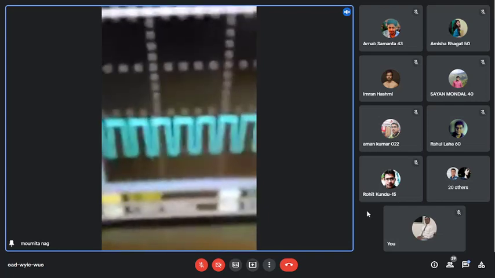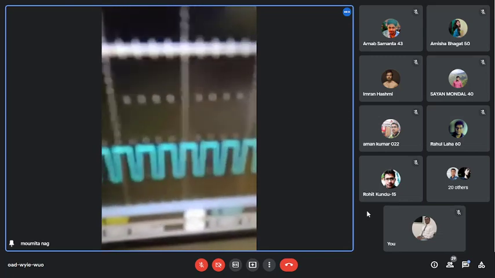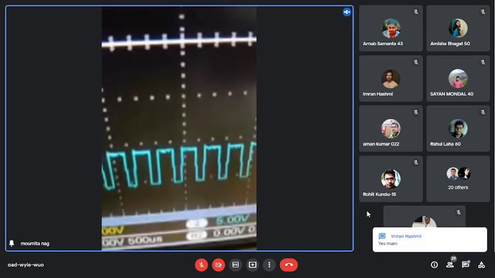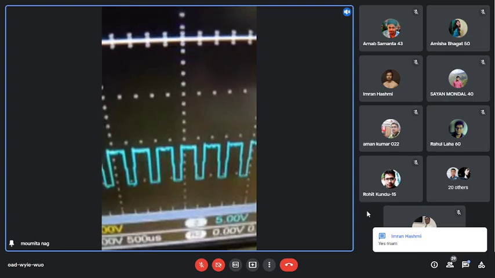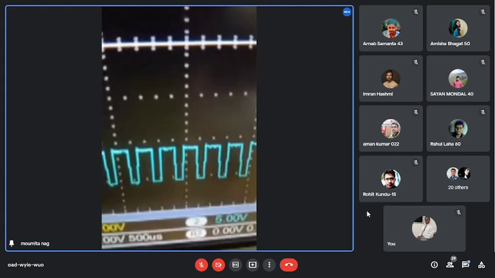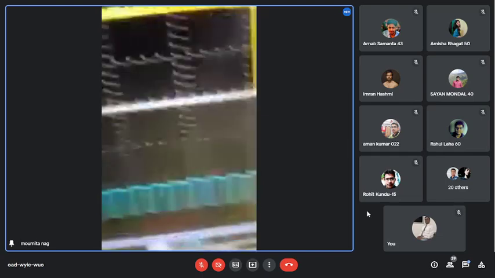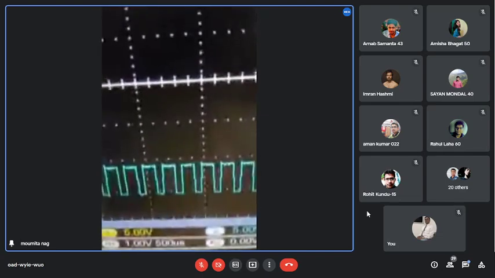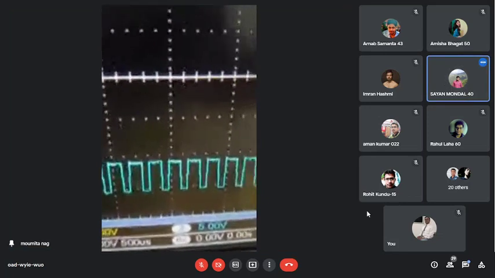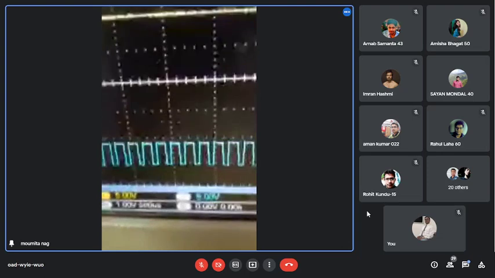Can you see the screen clearly? Yes, ma'am. See, the T on period is 100 microsecond and T off period is 50 microsecond. So what is the frequency of the signal? Total 150 microsecond. Ma'am, 6.67 hertz.